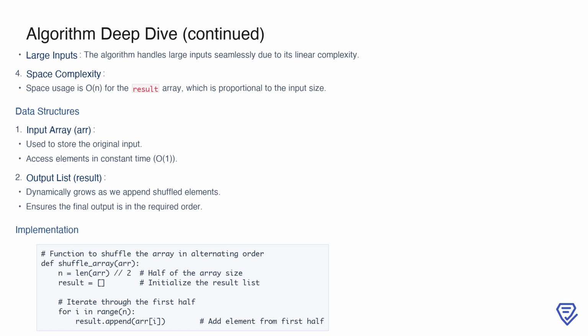Now, let's look at the data structures used. The input array ARR is a key component, as it allows us to access elements from both halves in constant time. This random access capability is crucial for the algorithm's efficiency. The result list is another important data structure, as it is where we build the shuffled output step by step. Its dynamic nature ensures that we can append elements as we go, maintaining the required order without any additional processing. Together, these data structures enable us to achieve the desired output with minimal overhead.